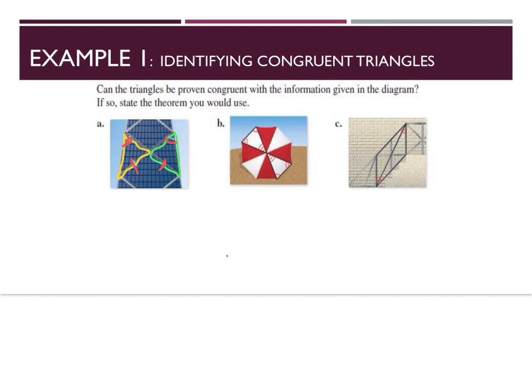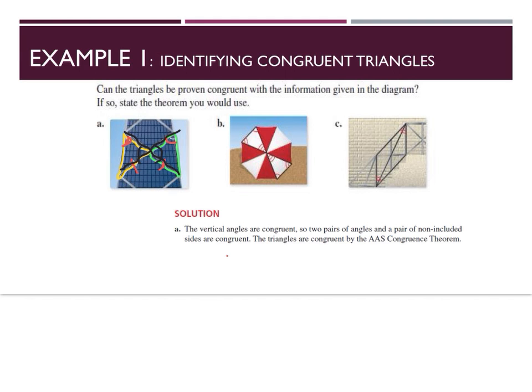One thing to note is there are intersecting lines. Anytime you have intersecting lines, you always have vertical angles, and vertical angles are always going to be congruent. So now do we have enough information? And it looks like we do. So by the angle-side-angle congruence theorem, we can conclude these two triangles are congruent.